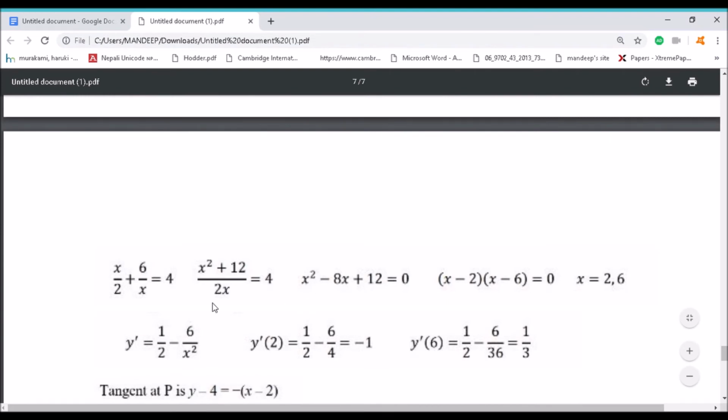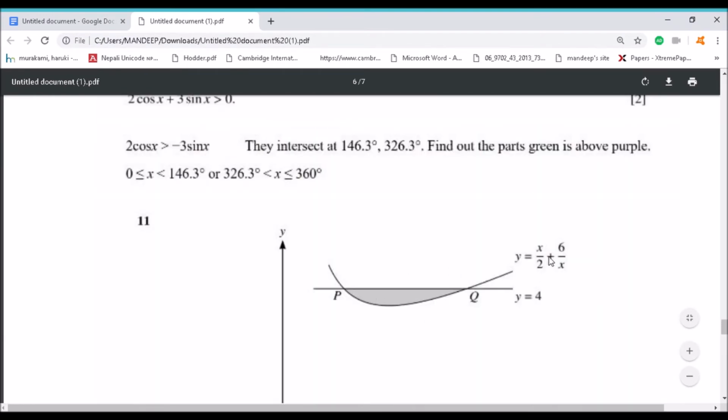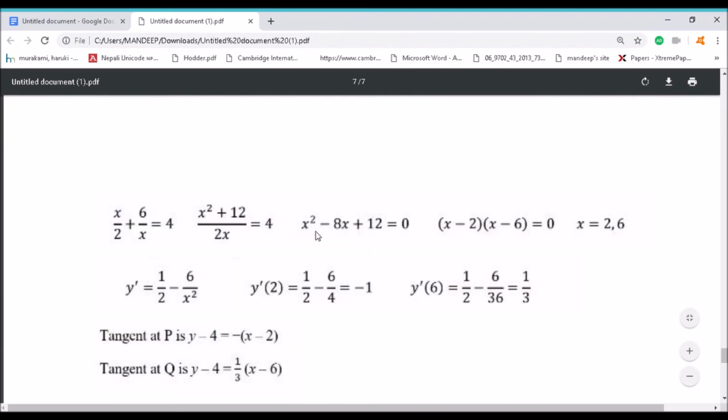So first we rewrite the equation, so it will be x squared plus 12 divided by 2x equals 4, so x squared minus 8x plus 12. First we find the value of x. To find the value of x, we equate these two equations. We'll have two values of x, one for Q and one for P. So 4 equals x over 2 plus 6 over x. So after this we get the values.